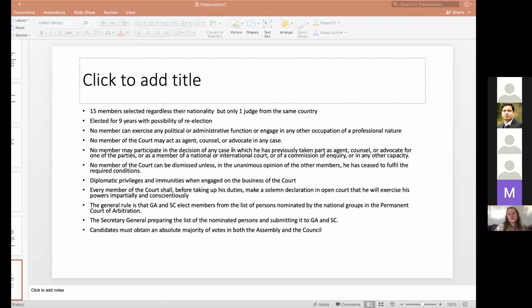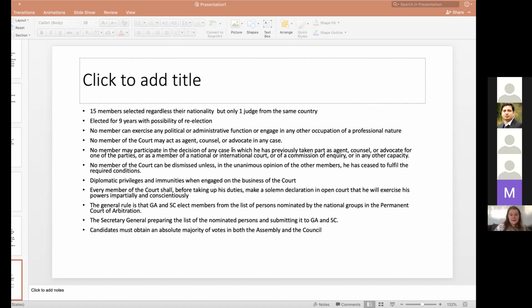Judges are elected regardless of their nationality. Of course, they need to fulfill the basic requirements of high moral character, qualification, and competence in international law. We have 15 members selected regardless of their nationality, but at the same time, we cannot have 2 judges from the same country. They are elected for 9 years with the possibility of re-election. This is to secure the impartiality of the judges.